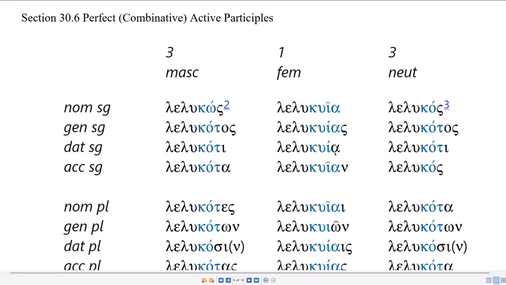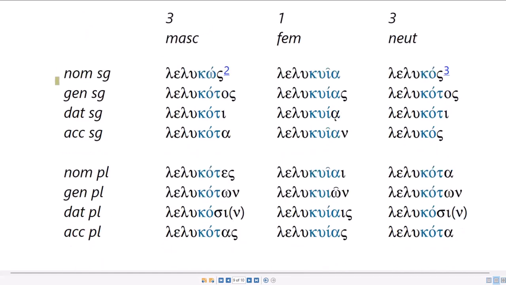So we're looking at section 30.6. These are perfect active participles. The first thing to notice here is that we see reduplication. So in λύω, we see λελυκώς, λελυκότος. And that reduplication is going to be the same as it is for perfect active indicative verbs. If we look at the genitive form to get the most information, we'll see our κοτ showing up there. And then we have the third declension ending here, ος. Pretty much the endings are normal.